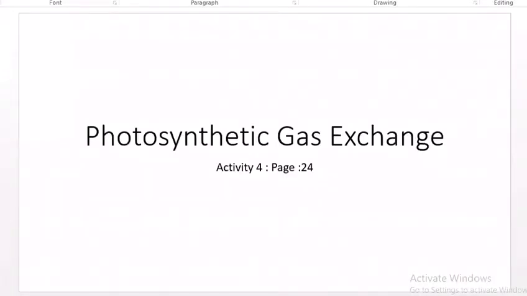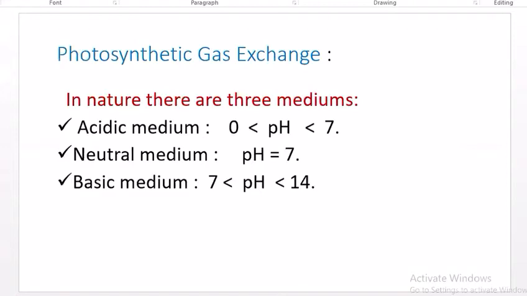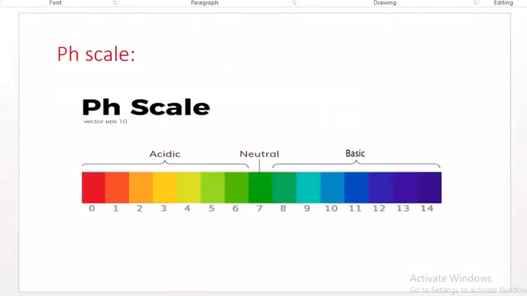Photosynthetic gas exchange. In nature, there are three mediums: acidic medium, neutral medium, and basic medium. For pH less than 7, the medium is acidic. For pH equal to 7, the medium is neutral. When pH is greater than 7, the medium is basic.